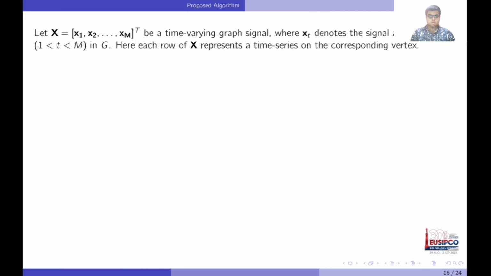Now we move into our work. So basically, X is a matrix, a time-varying graph signal, where each element xt denotes the signal value at time t. Here, each row of X represents a time series on the corresponding vertex.